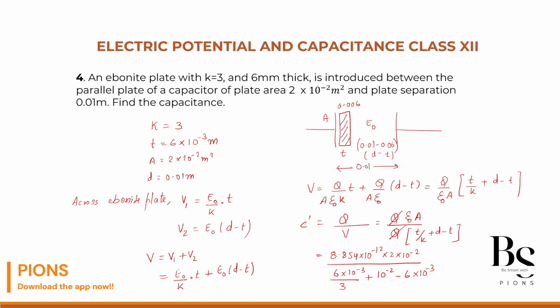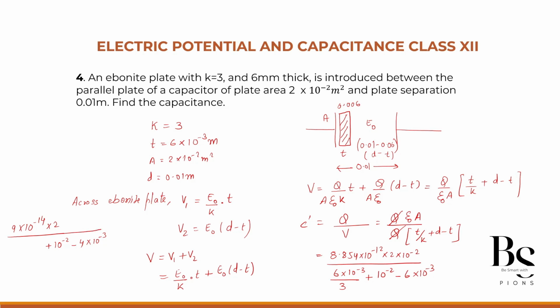Okay. And over here on the left hand side, let me just take roughly 8.854 as 9 into 10 to the power minus 12. Correct? Into 10 to the power minus 12 and 10 to the power minus 2, 10 to the power minus 14, into 2, whole divided by 6 by 3, 2 into 10 to the power minus 3, plus 10 to the power minus 2, minus 6 into 10 to the power minus 3. Correct? Now this 2 into 10 to the power minus 3 and 6 into 10 raised to minus 3 becomes minus 4 into 10 to the power minus 3. Let me put it here. This will be our capacitance.